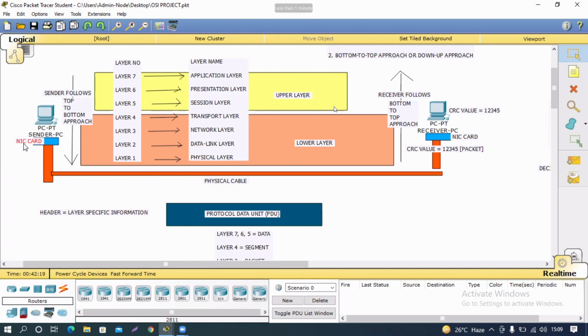control address. Machine is communicating. Okay, always this is the NIC card.